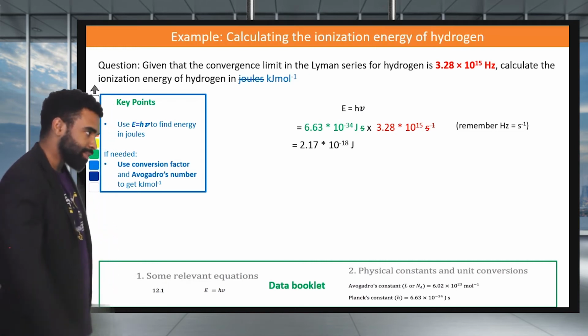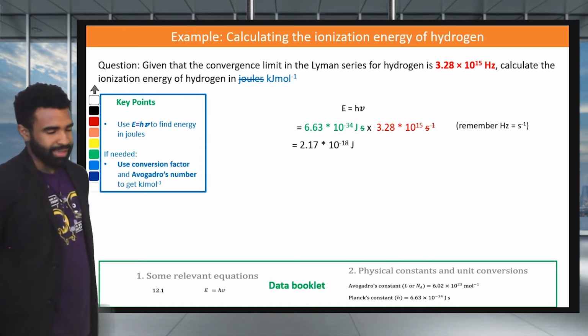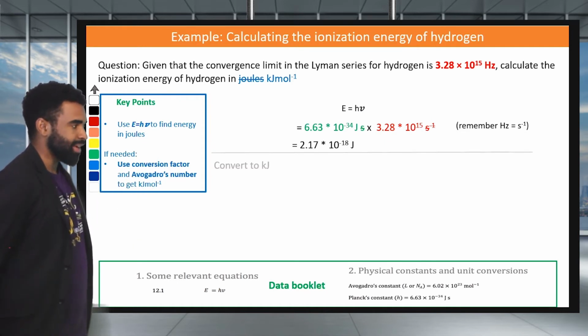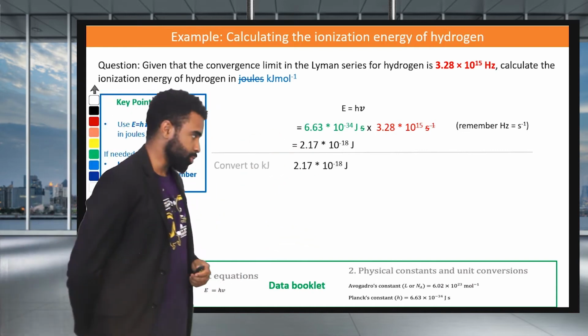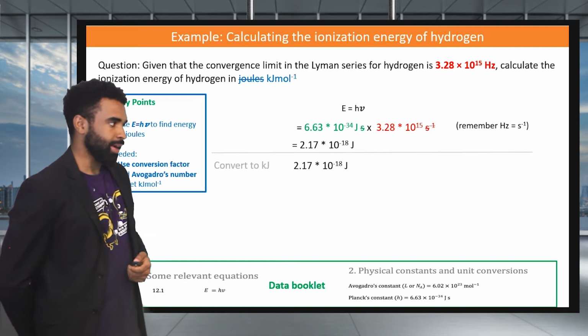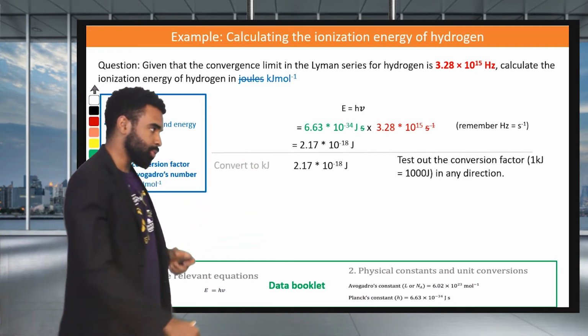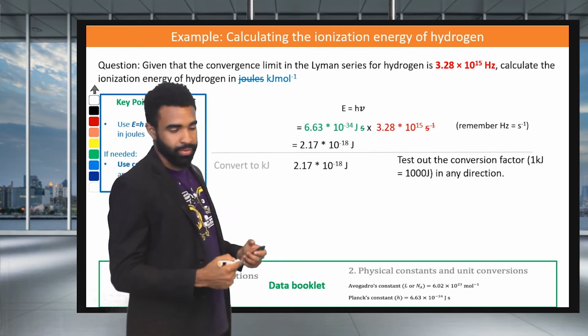But you might not be asked to find it in joules. You might be asked to find it in kilojoules per mole. It's more likely, actually. So how do you do that? You convert from joules to kilojoules first, of course. How do we do that? We use what's called a conversion factor, or you could just divide it by 1,000. But if that's not intuitive to you, I recommend highly this conversion factor approach.